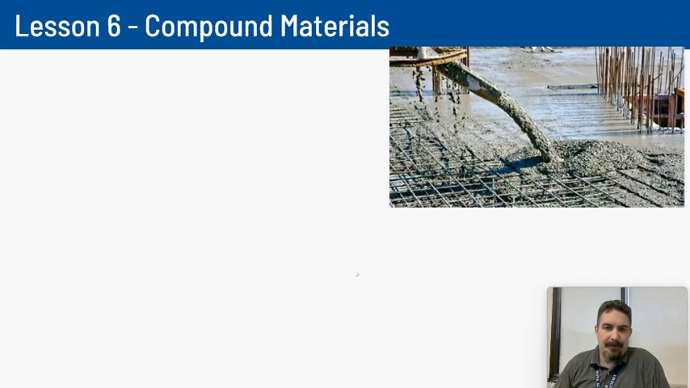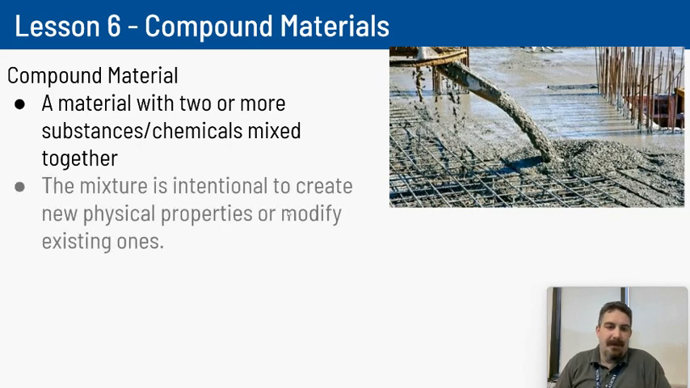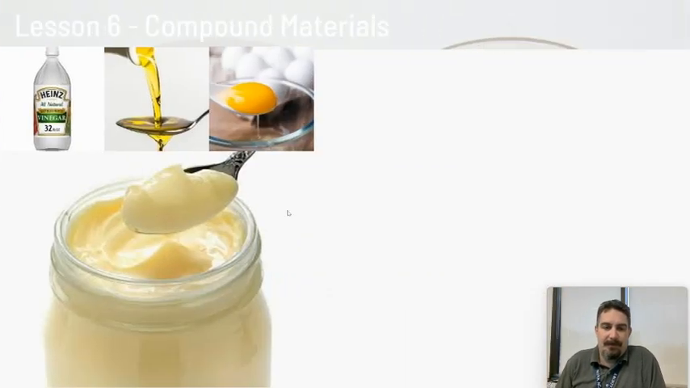So let's move forward. Okay, so a compound material, like this concrete here being mixed up with cement and rebar, is a material that has two or more substances or chemicals that are mixed together. The mixture is intentional because we want to make new properties. This concrete is stronger with the steel reinforcement, right? And that modifies the existing property of strength. Different kinds of mixtures can create new properties entirely for what we were working with originally.